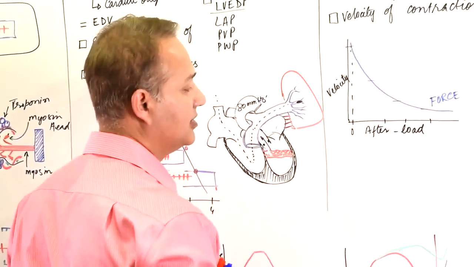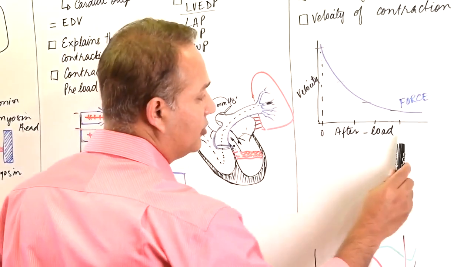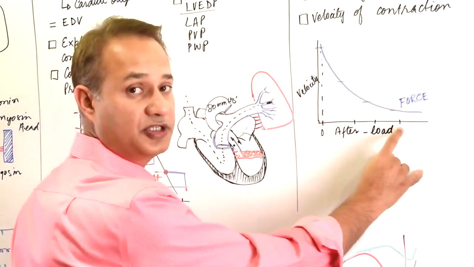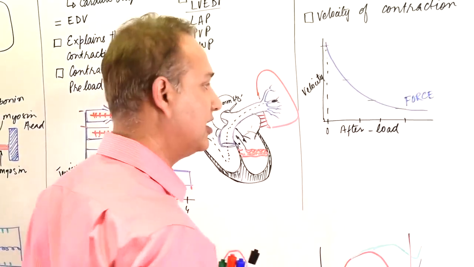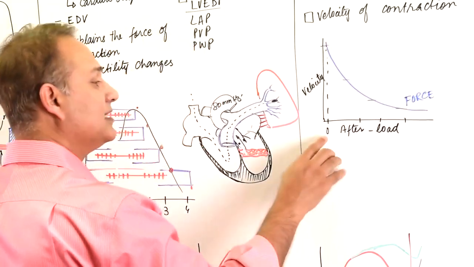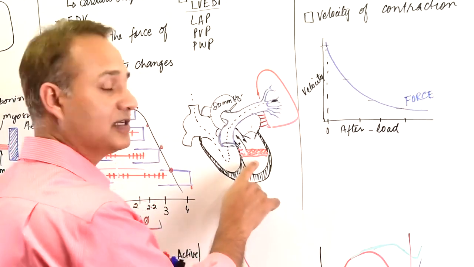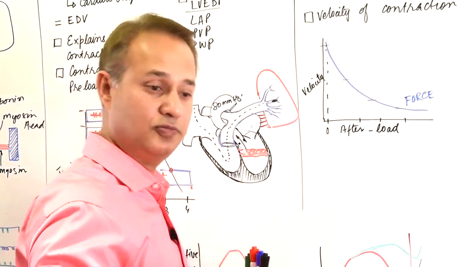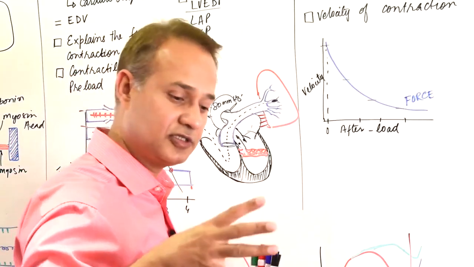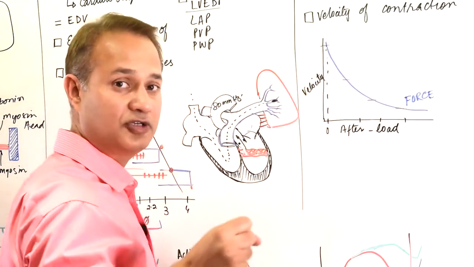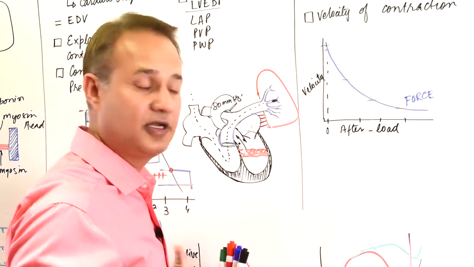Here is a chart, here's a graph. This is afterload, and we are increasing the afterload. That means this is the aortic pressure, and that is increasing in the case of the left heart. Let's say the aortic pressure is 0. When the aortic pressure is 0, do you think that the ventricle is going to do a lot of work to push the blood out? No, there's no resistance. It's just going to squeeze and the blood is out. So velocity of the contraction will be the fastest.